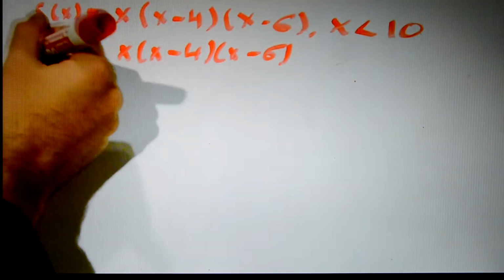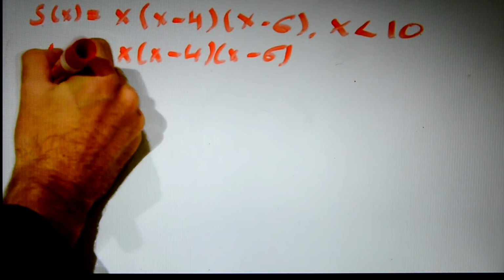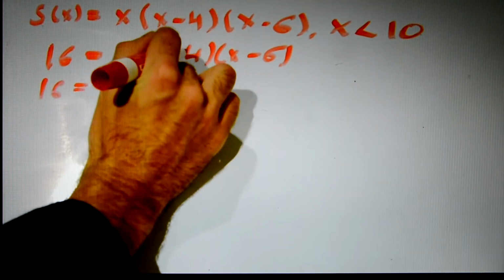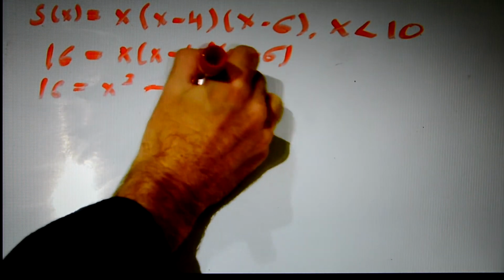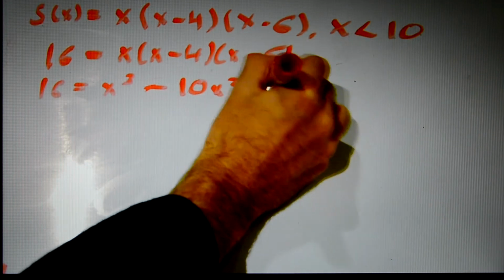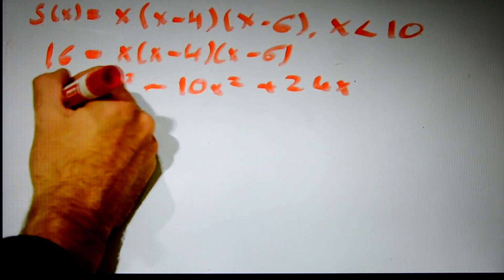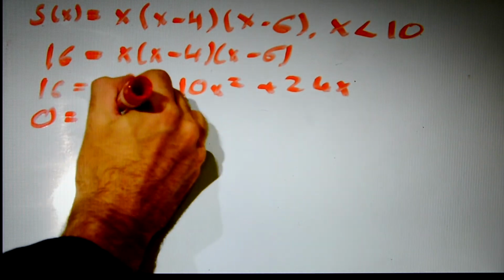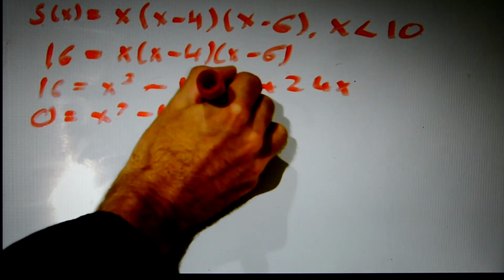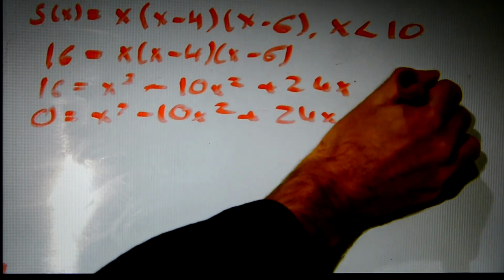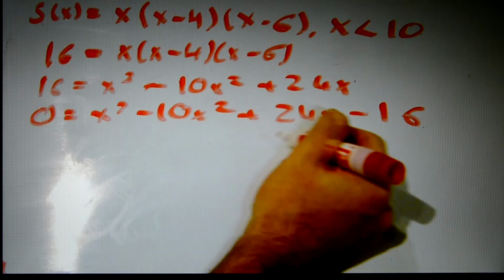And now I'll skip a few steps, but we FOIL out the right side, giving us 16 equals x cubed minus 10x squared plus 24x, and then once again bring the 16 over, 0 equals x cubed minus 10x squared plus 24x minus 16, and then once again we must now find the roots of this function.